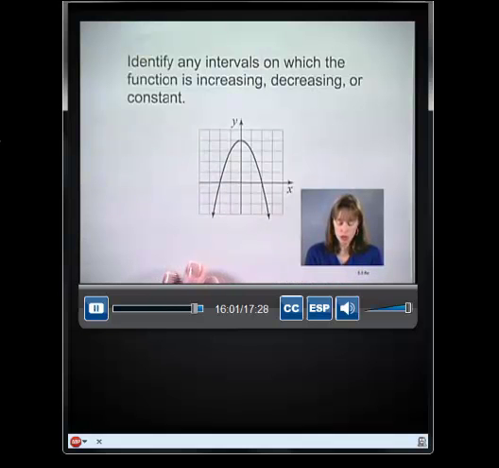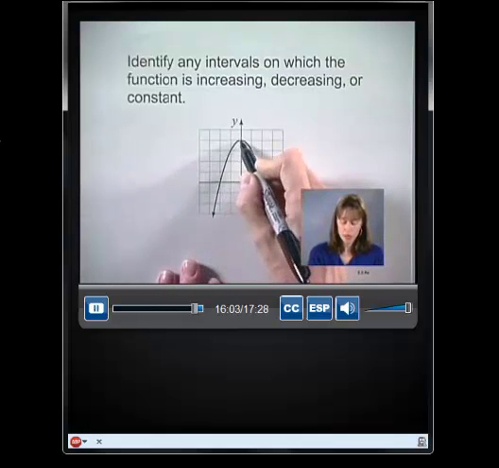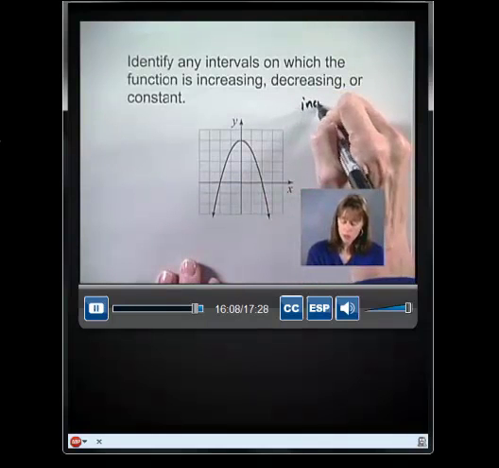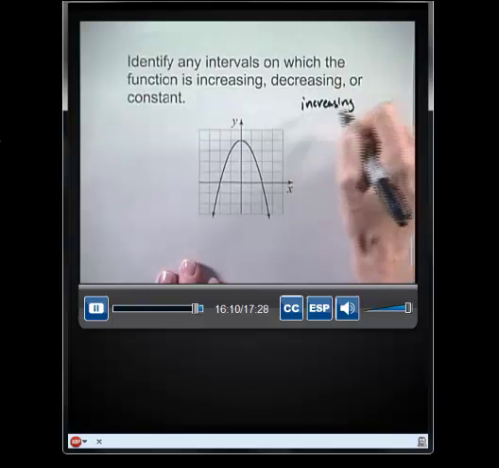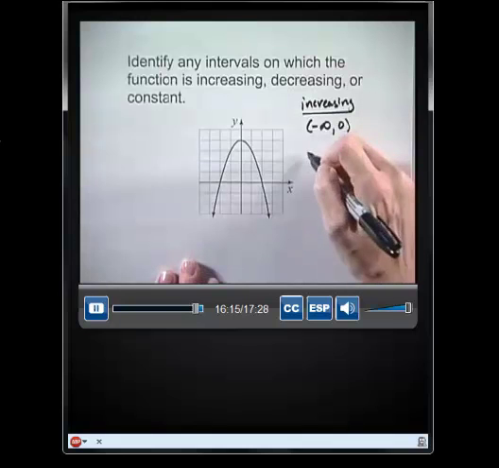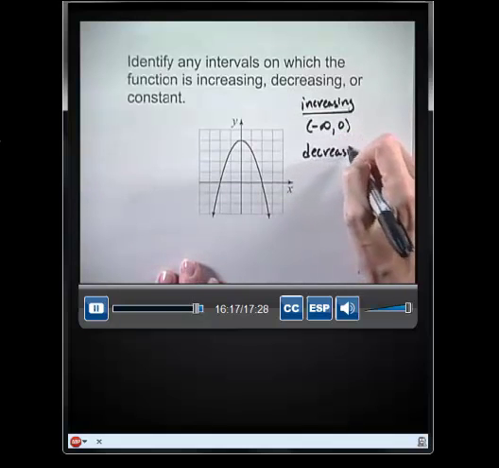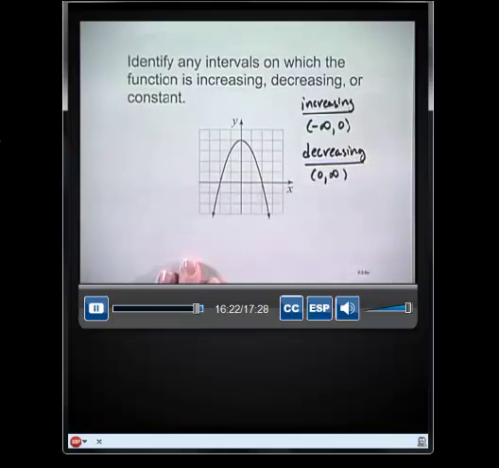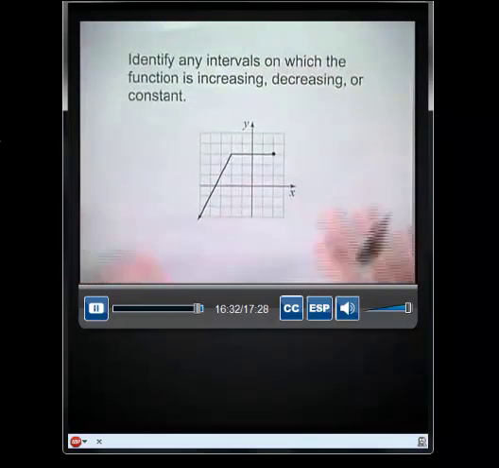This particular function is increasing from negative infinity to the x value 0, so it's increasing on the interval negative infinity to 0, and then it is decreasing from 0 to positive infinity. It has no intervals over which it's constant. Let's try another example. Identify any intervals on which the function is increasing, decreasing, or constant.